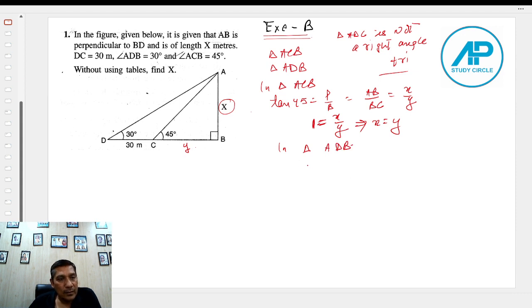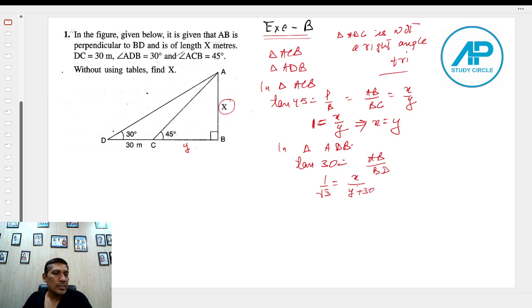Take triangle ADB now. Don't take triangle ADC, it's not a right-angled triangle as I told you earlier. So take tan 30 equals to, because I need to find the value of x, I should replace this y with x from here. So this becomes 1 upon root 3 equals x upon x plus 30.